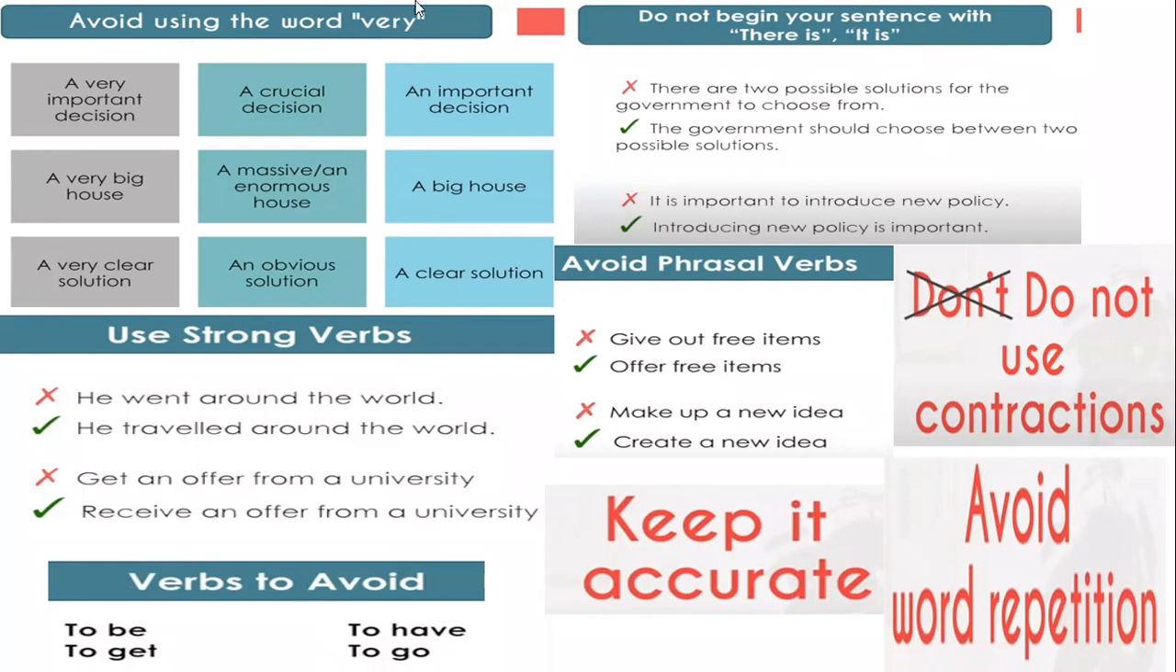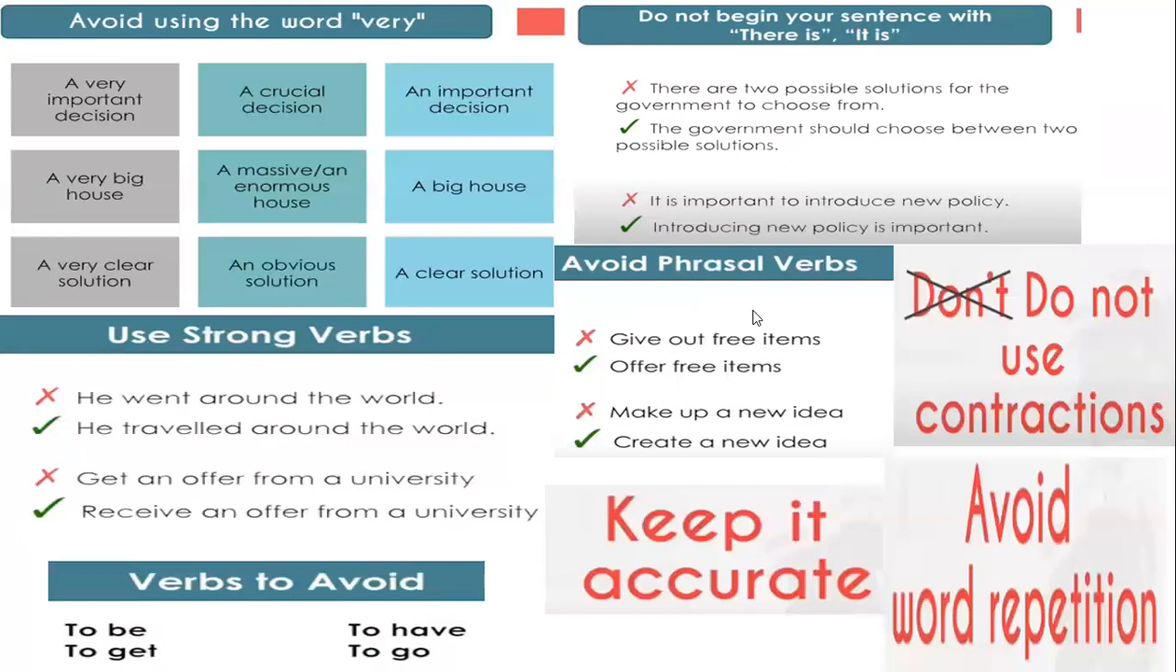Then do not begin your sentences with "there is", "it is". "There are two possible solutions for the government to choose from." No: "The government should choose between two possible solutions." "It is important to introduce new policy." "Introducing new policy is important." "There is", "it is" are normal, usual, or childish. It's a common way, a usual way of writing it. You can go with gerunds or start with "the" plus a noun.